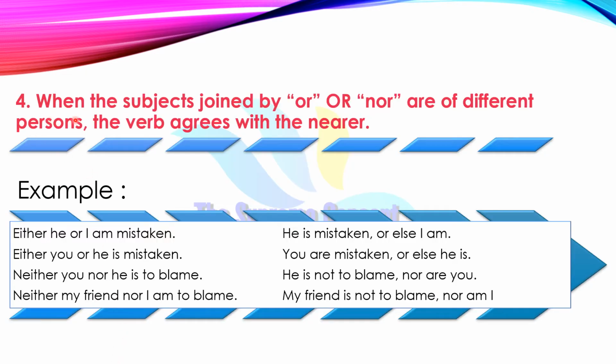Rule number 4. When the subjects joined by or, nor are of different persons, the verb agrees with the nearer.